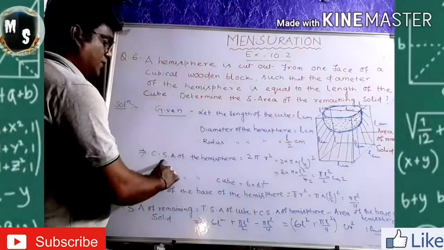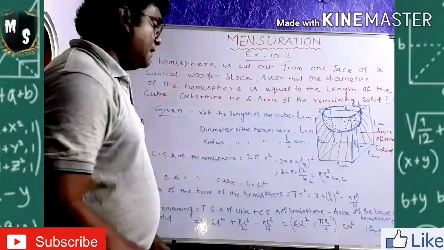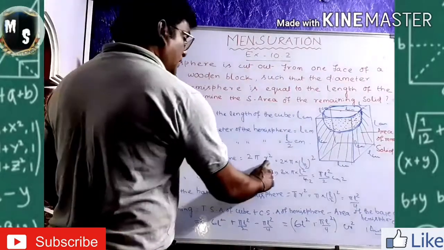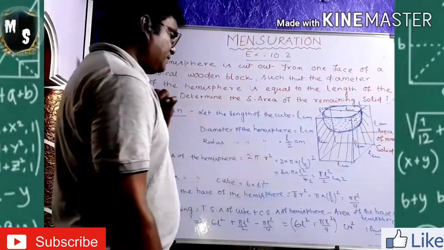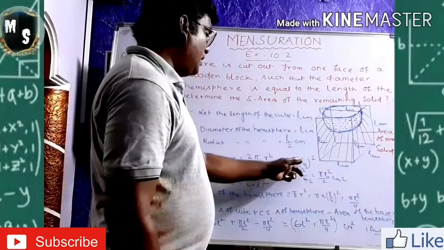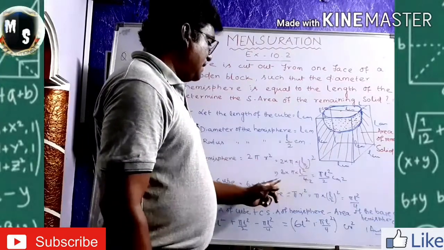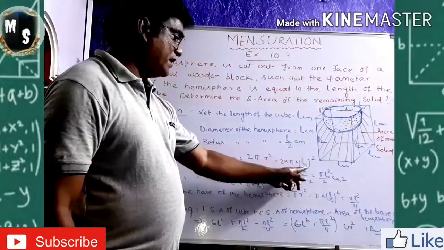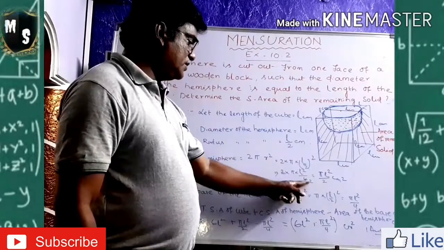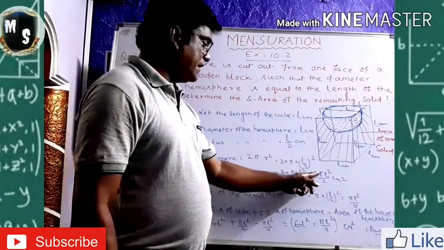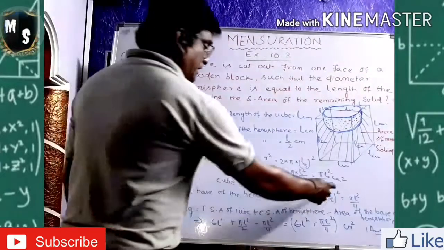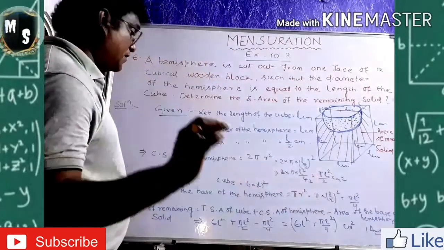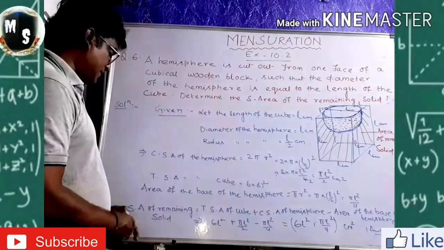So we are going to take the CSA of the hemisphere. What is the CSA of the hemisphere? The formula is 2 into pi into r square. Very easy. It is 2 into pi into, r is L by 2, square. Now it is 2 into pi into L square by 4. 2 cancels 2, so pi L square by 2. It came pi L square by 2 centimeter square. Square centimeter should be written, otherwise half a mark will be deducted in your exam.